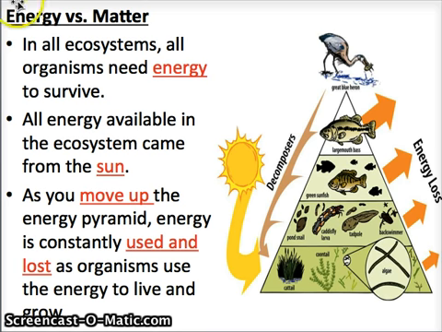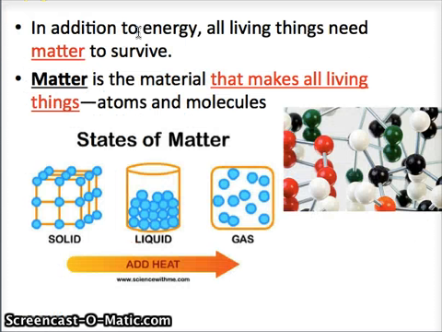We have energy, and then we have matter. Matter is also another part of an ecosystem that is really important. So what is matter? All living things need matter to survive, and matter is a fancy word for all the material that makes all living things. Matter is atoms and molecules. So these are some examples of matter. Maybe you have heard of the idea of states of matter, solid, liquid, and gas, and maybe you have experience with when you add heat to matter, it changes forms, like solid becomes a liquid, which becomes a gas.